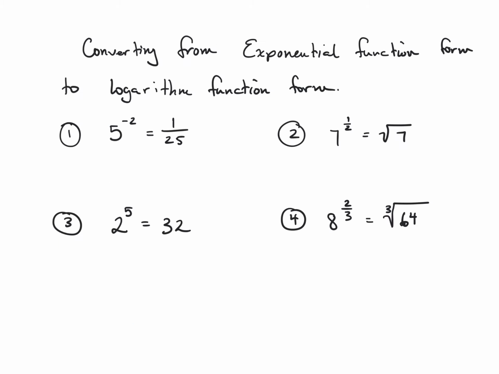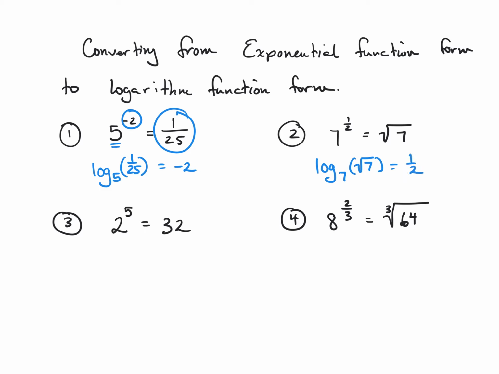Okay, so converting from exponential function form to logarithmic function form. Here we go. Again, it's pretty simple. We will write log, and then we will write its base. The base is 5. Remember, the answer in exponential form is what we take the logarithm of, and then the exponent is the answer. So we're just working our way backwards, and now it's converted. Moving forward, 7 to the 1/2 is the same thing as the square root of 7. So I write log base 7 of the square root of 7 is equal to 1/2.